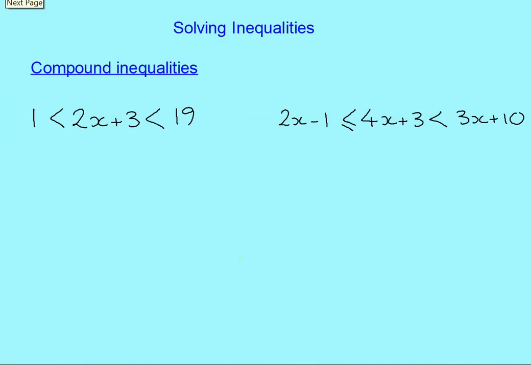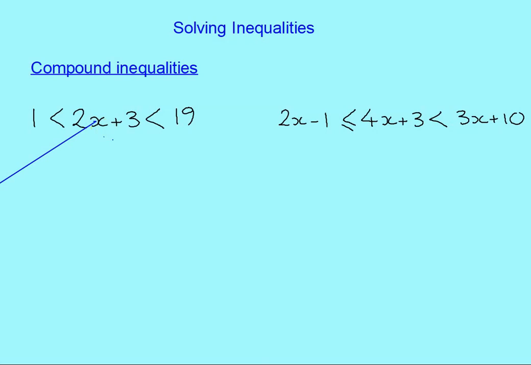Okay, so compound inequalities, these are a bit harder, especially the second one, but you can do the first one much easier way than you can the second. So I'll do this one first, and most of the time you're going to get questions like this. So 2x plus 3 is less than 19, but it's also more than 1.